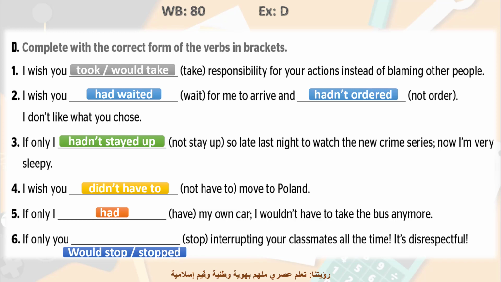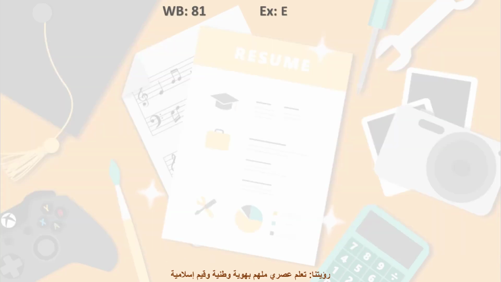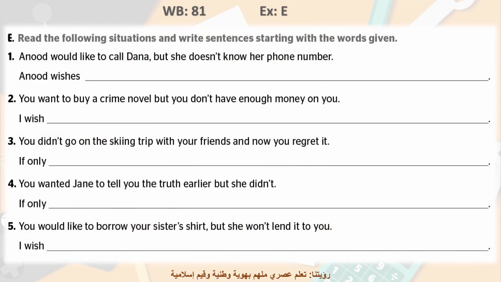Now let's move to another form of practice with CR questions, which are constructed response questions. In exercise A, workbook page 81, here we have 5 sentences and we need to read the sentences and understand the situations and write the sentences starting with the words given. As usual, I'm gonna ask you to pause the video and try firstly to do the exercise yourselves and then play the video again to check your answers.